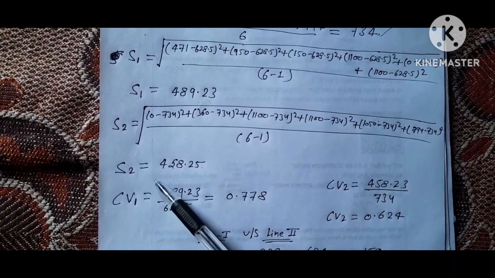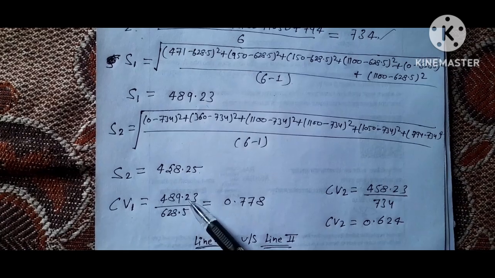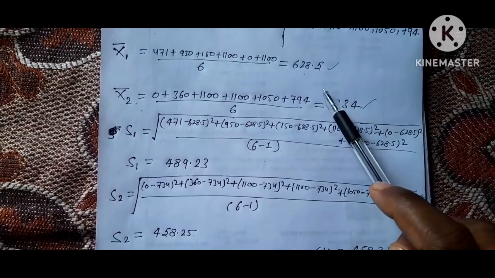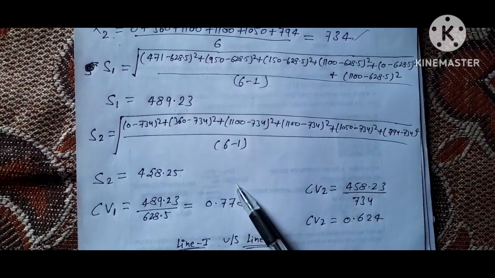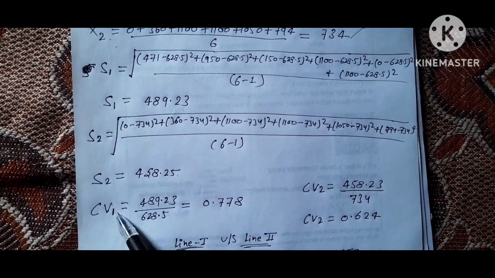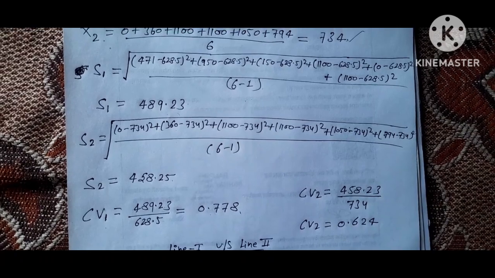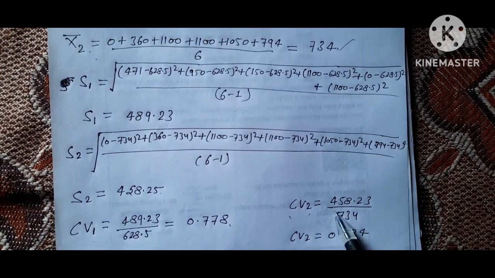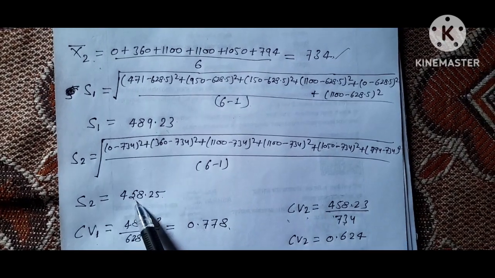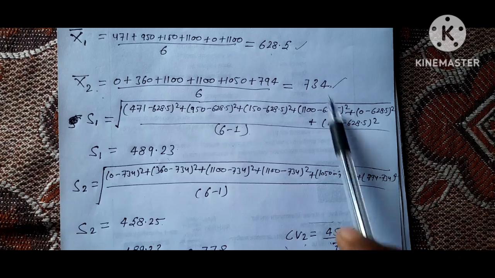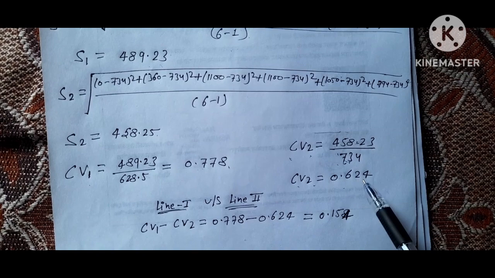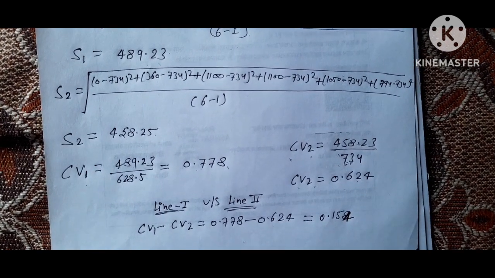Now we calculate the coefficient of variance of line 1. The standard deviation of line 1 divided by the mean of line 1 comes out to a coefficient of variance for line 1 of 0.778. And the coefficient of variance of line 2 is the standard deviation of line 2 divided by the mean of line 2. If you calculate it, the coefficient of variance of line 2 comes out to 0.624.